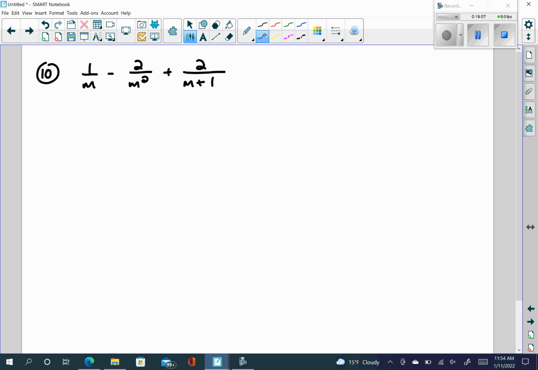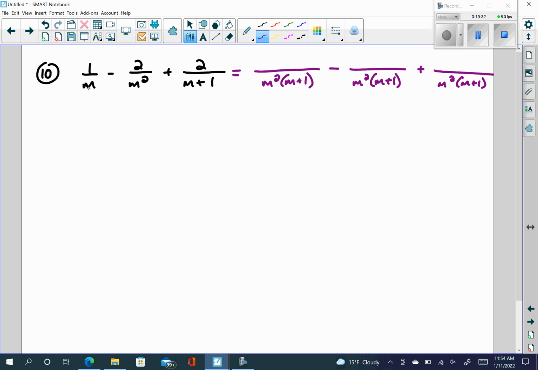All right, and our last one, another 3 fractions. Nothing to factor here, so all we have to do is first determine our LCD. Well, m can go into m squared, so I need an m squared for all 3 of these. And then the other factor is m plus 1. So my LCD is m squared times m plus 1.